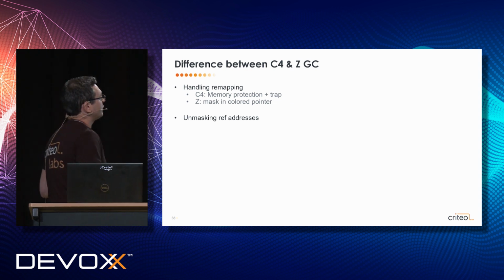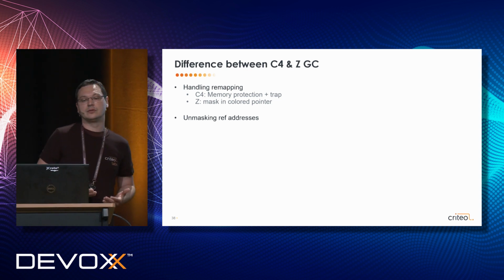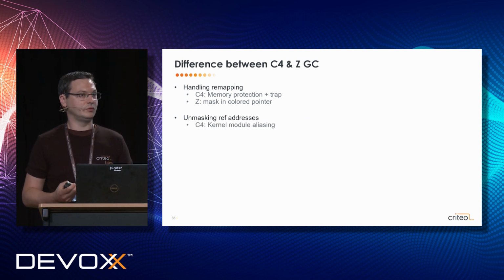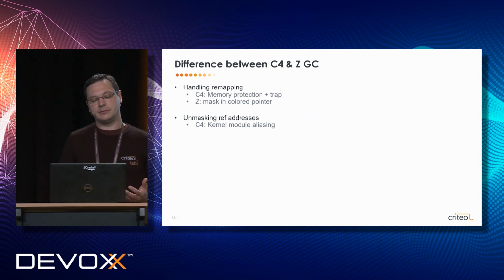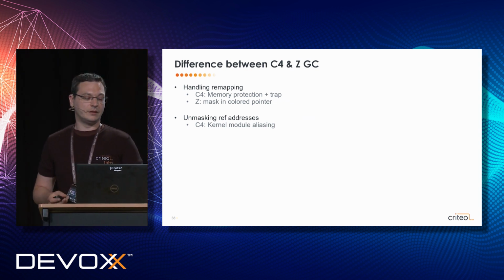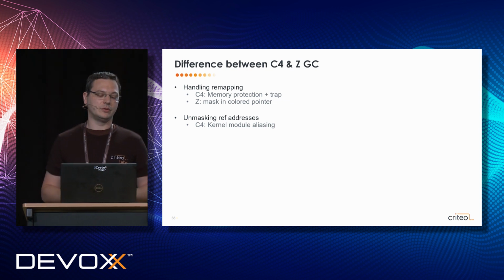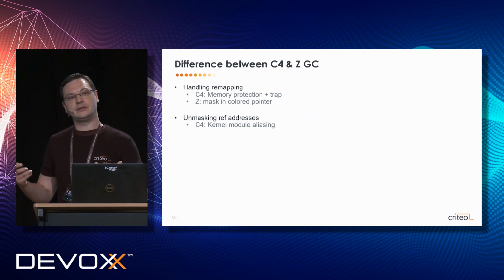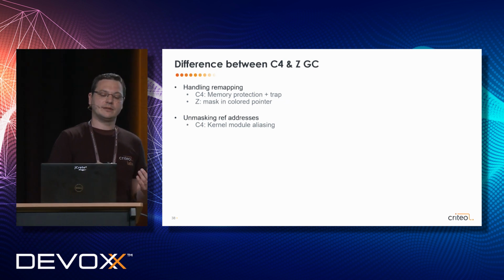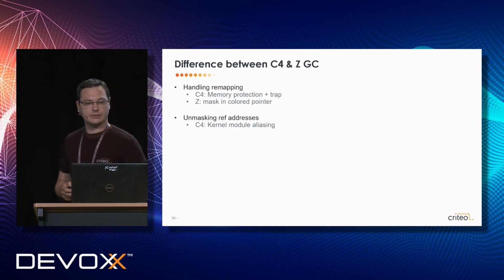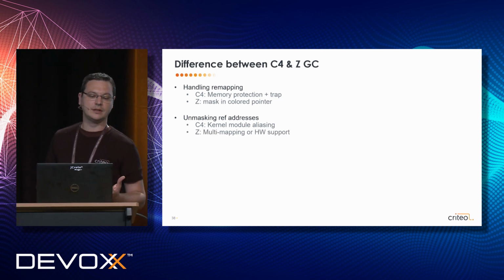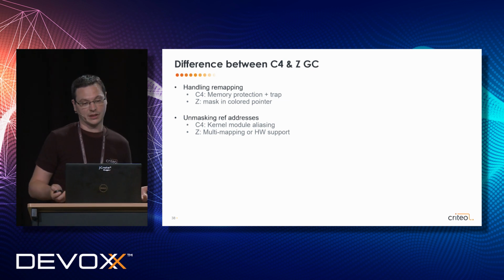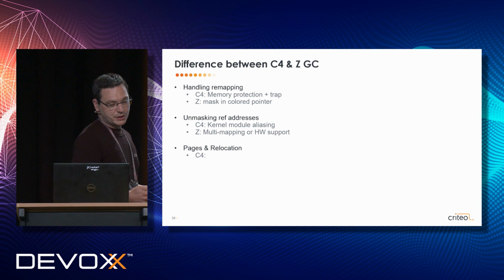For unmasking the reference addresses, because they are stored in the colored pointer, C4 uses a kernel module. So when you install the Zing JVM, you need to install a kernel module that deals with all the memory. Within this kernel module, they also alias the address to go to the correct physical page. For Z, they use multi-mapping, as we already saw just before, or hardware support.